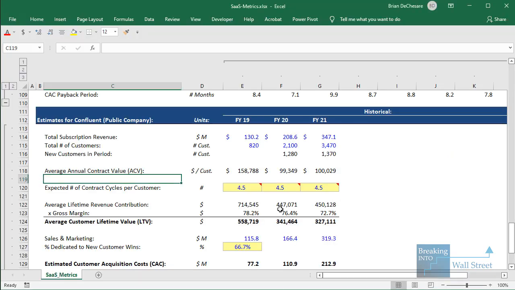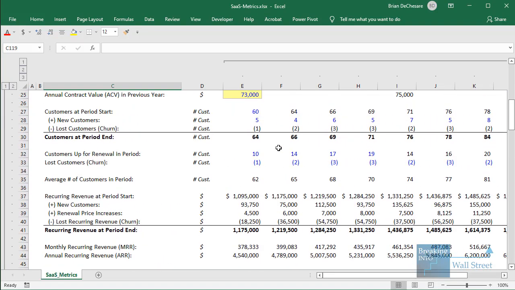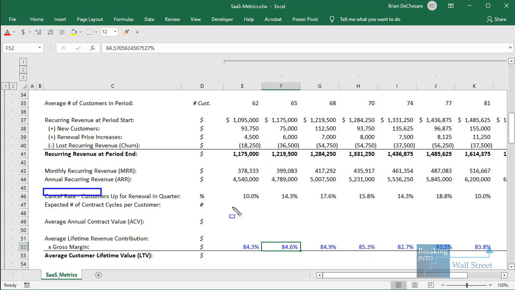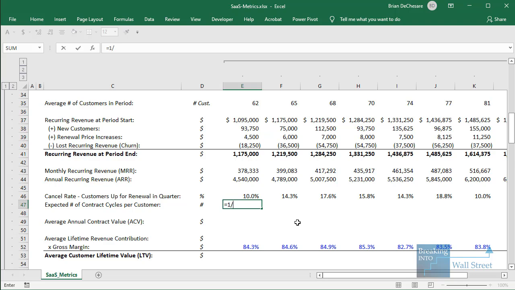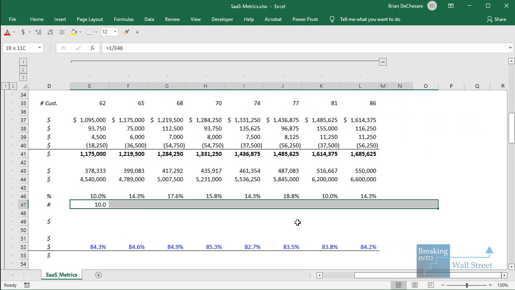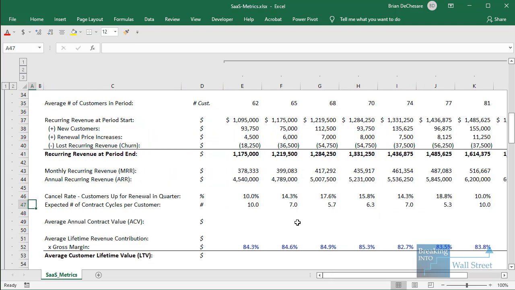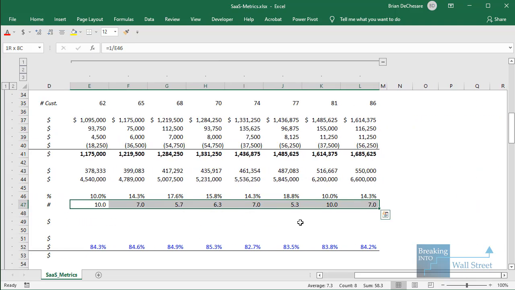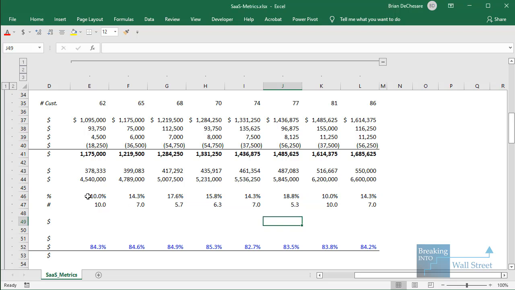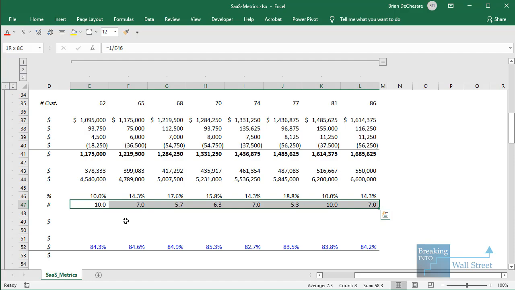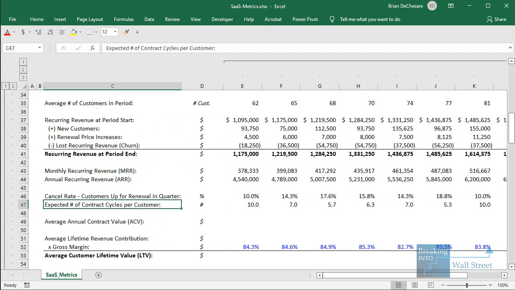If we go to this Excel example for the company at the top, company A, we can say that we have the cancel rate here for customers who are actually up for renewal in the quarter. We can say 1 divided by the cancel rate, and that gives us the average number of contract cycles per customer. On average, you can see that according to this, we have customers who should be staying with the business for anywhere from 5 to as much as 10 years, because of course 1 divided by 10% is just 10. So according to this, in theory, these customers should be staying with us for quite a long time.